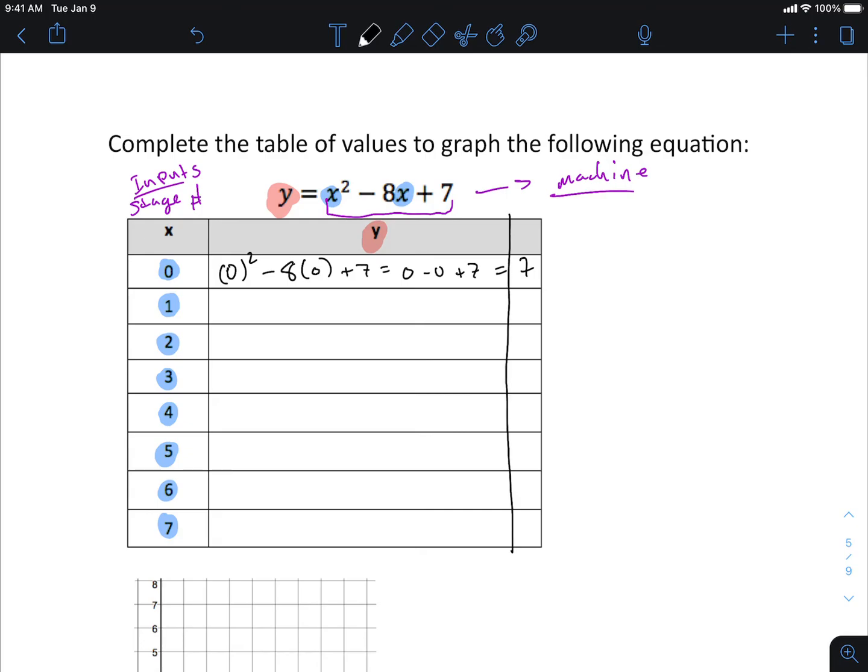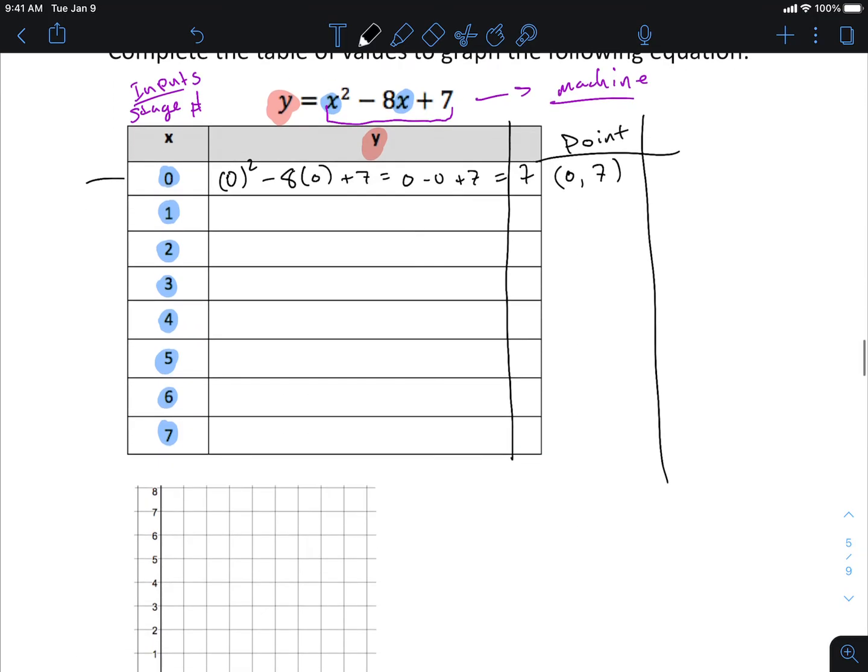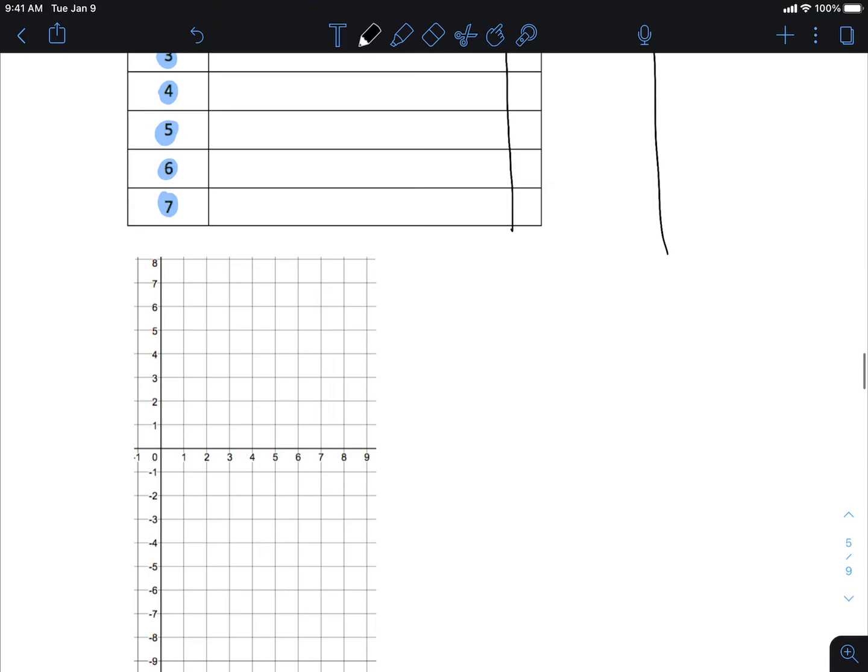So this right here, you have an input. Here, I'm going to write it out. I'm going to add a little column here. You had what you plugged in, and you now have what you got out on the other end. So you're going to say, okay, my point here is 0, 7 for this one. So then you go down here to the graph. Okay, but 0, 7 is right here.